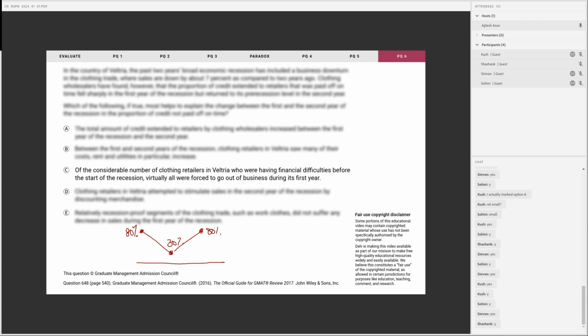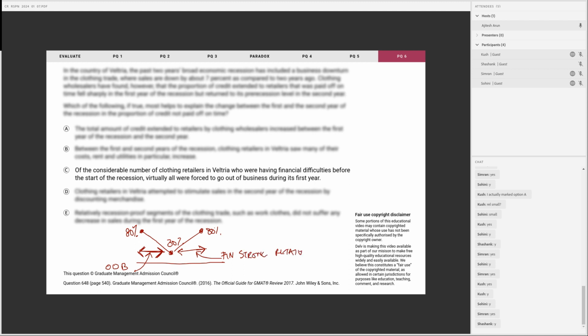So what option C is telling us is, of all the retailers who were facing financial difficulties during the first year, virtually all, that means almost all, were forced to go out of business. So that's great, but what does it mean for the second year? What type of retailers will be left? That's what Shohini is getting at. If in the first year almost all the retailers who were facing financial difficulties were forced to go out of business, that leaves you with the financially strong retailers.